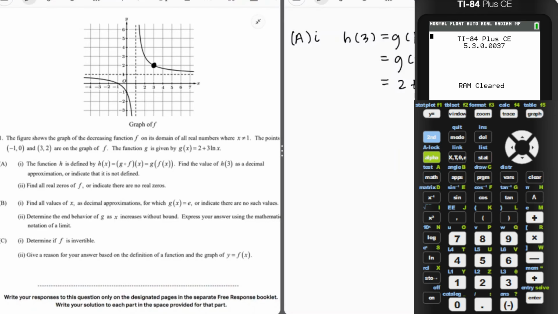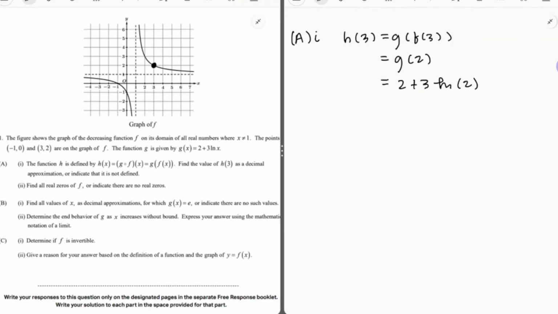Okay, now 2 plus 3 natural log of 2, and I'm going to get 4.079. So I'll kind of report that there. Don't need the calculator any longer. Equals 4.079. Remember, always 3 decimals.